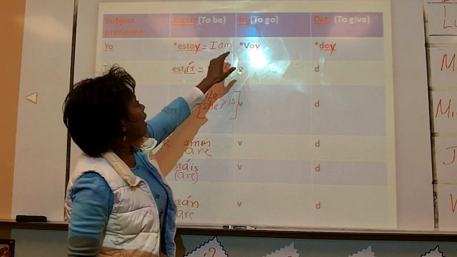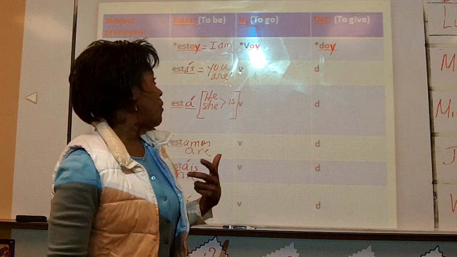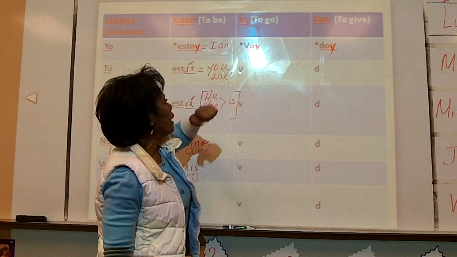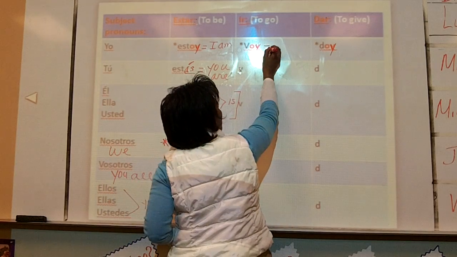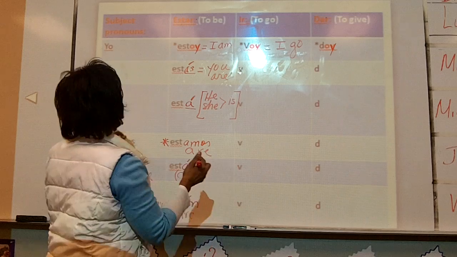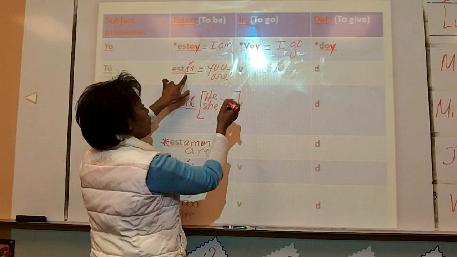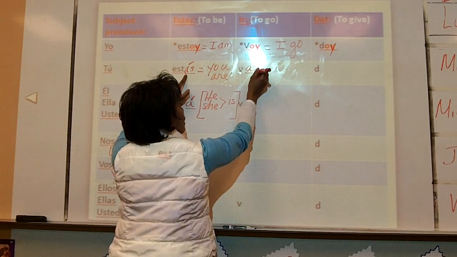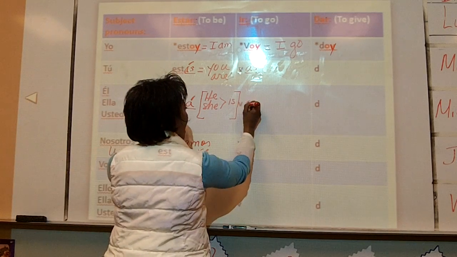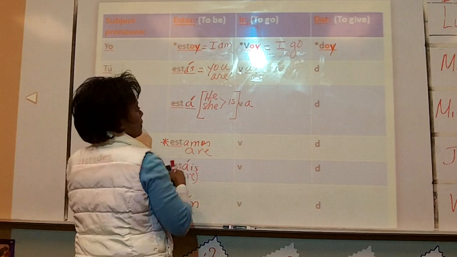Okay, so then again, ir means to go. So if I want to say I go to school, again I'm going to have my OY. Voy means I go, or I am going. Okay, tú, I'm going to have the same ending, tú vas, no accent. Él, ella, usted va, no accent.